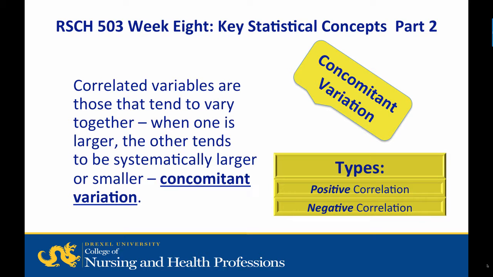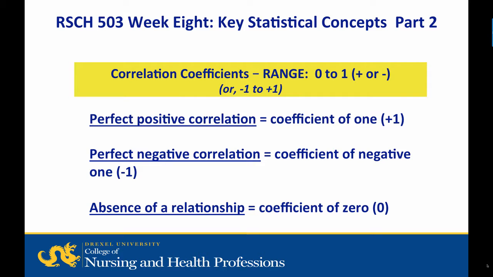Correlated variables are those that tend to vary together. That is, when one is larger, the other tends to be systematically either larger or smaller, termed concomitant variation. There are 2 types of correlation: positive correlation and negative correlation. When two variables are perfectly positively correlated, a direct relationship exists such that a higher score on one variable is always associated with a higher score on the other variable.